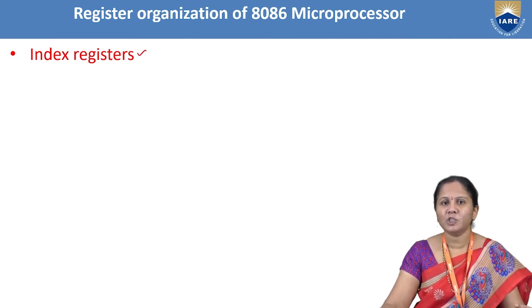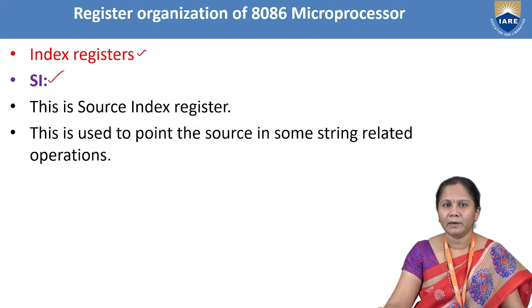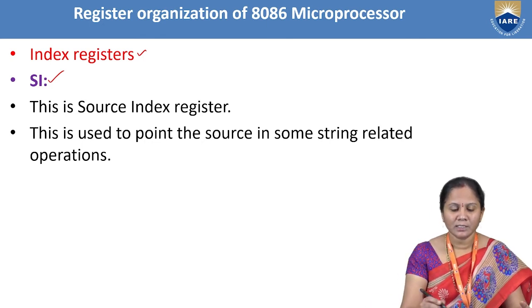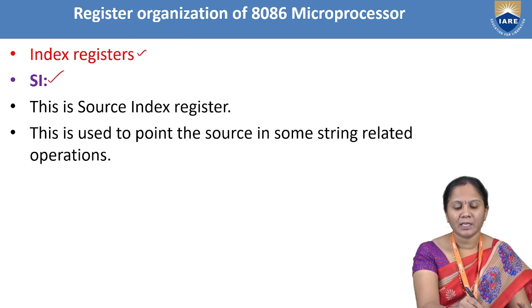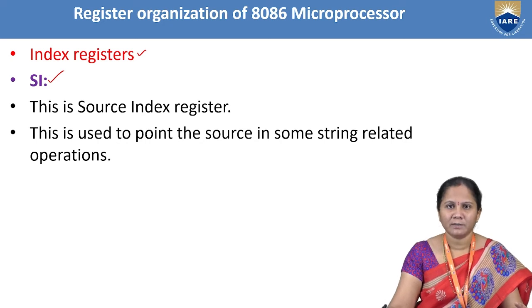Destination stands for output. If you want to locate any output data, we can use the DI register. Using the DI register, you can do string operations only. DI is capable of holding the string data. Now, in the detailed discussion about index registers, the first index register is the SI register, which represents the source index register.